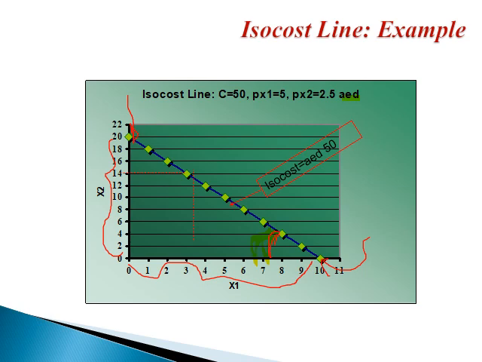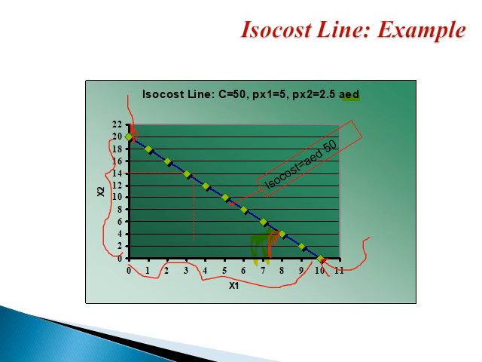Just go home and practice graphing that line. What you will get in the end is that the slope of this isocost line, as long as you are measuring x1 horizontally and x2 vertically, is always P of x1 divided by P of x2. Just do it at home and you will find it like that. What is P of x1? 5. What is P of x2? 2.5. Divide 5 by 2.5.